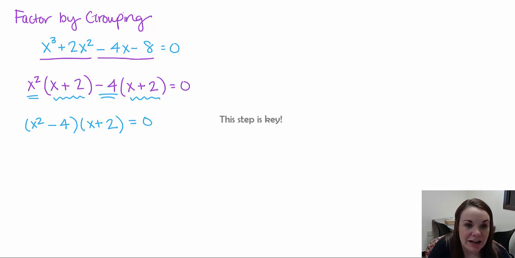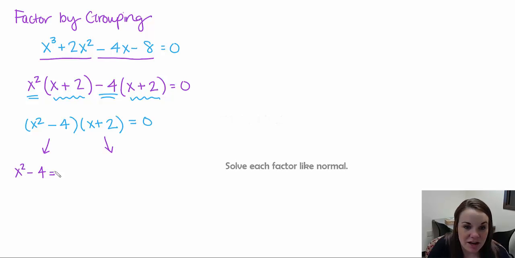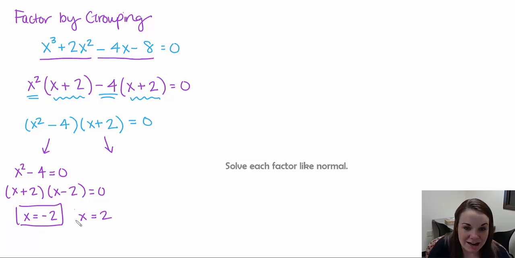And then I can go forward and I can individually factor each set. So for instance, I have x squared minus 4 equals 0. Well, I know that that's a difference of squares, and I can set that as x plus 2, x minus 2 equals 0. And then as a result, I know that x could be negative 2 or x could be positive 2. And those are possible results for x.